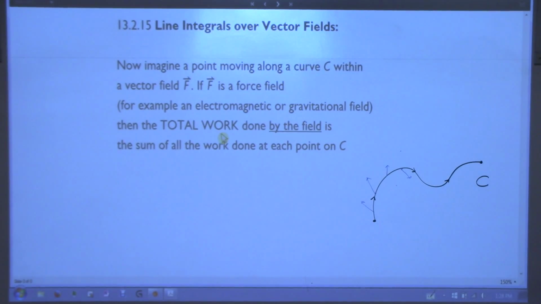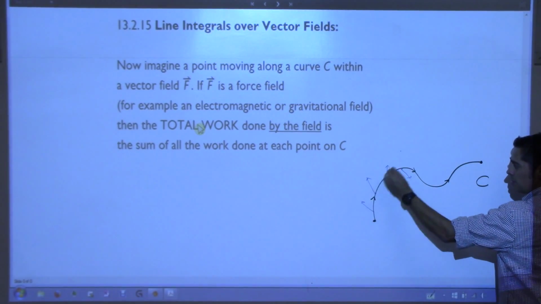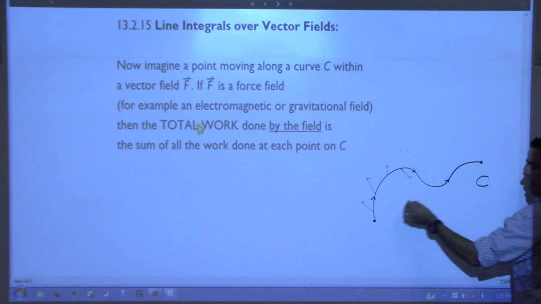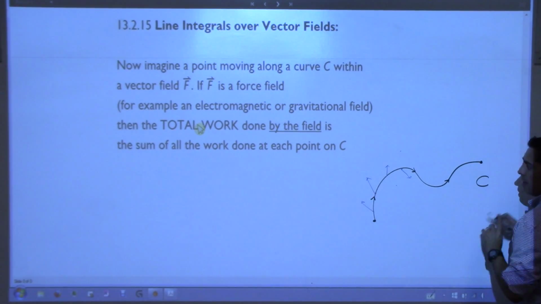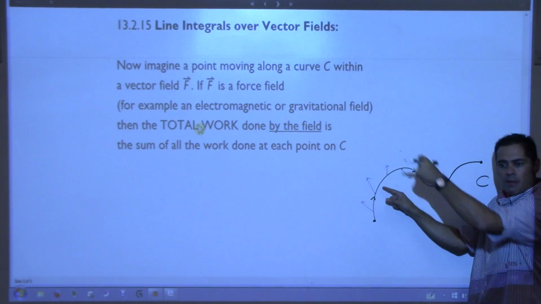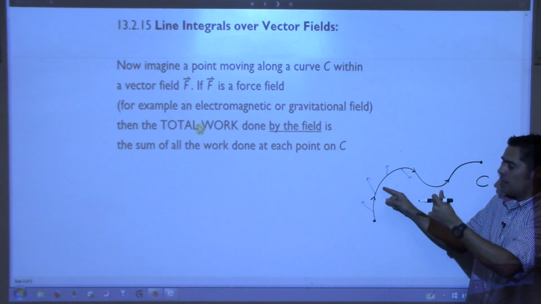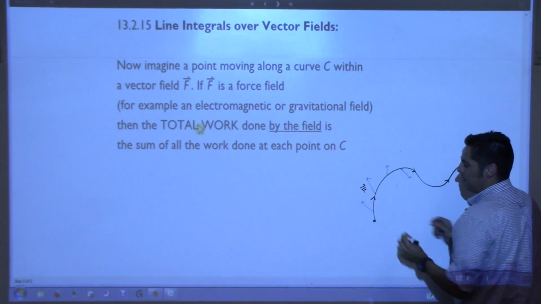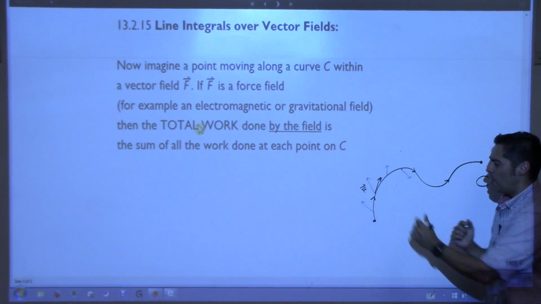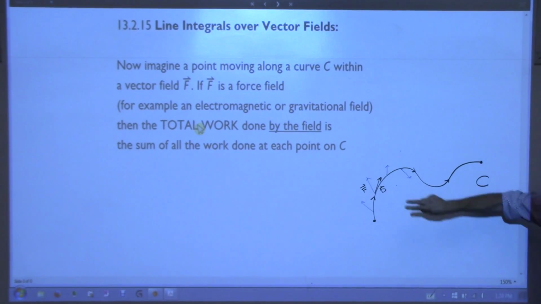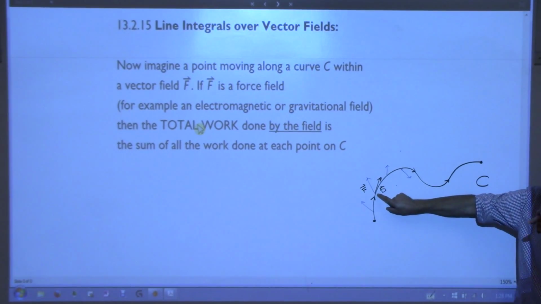Then the total work done by the field is the sum of all the work done at each point. So what we're doing is trying to move something from here through the vector field to some other point along the curve C. As I move, I have displacement, right? Yes, I'm displacing the point. And at every single point, there is a vector that represents the field vector. So you can look at this as being like the F that's pulling it. And the distance we travel in this direction is the displacement, right? If we dot those two together right there, I'll get the work done right there.